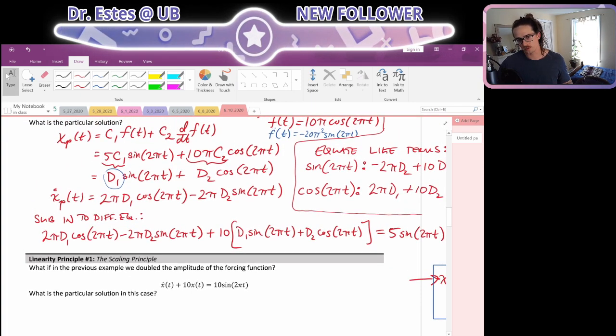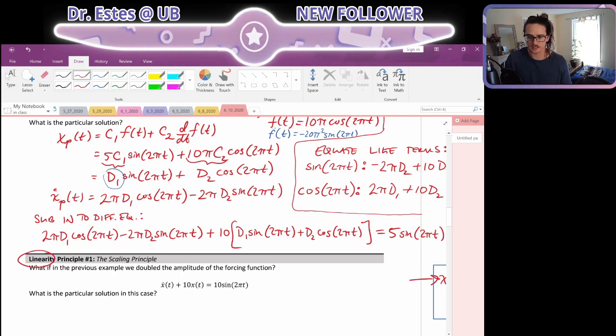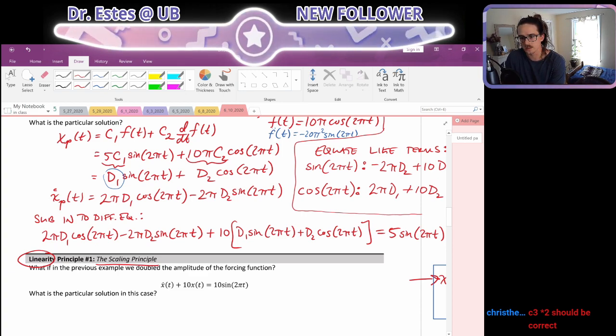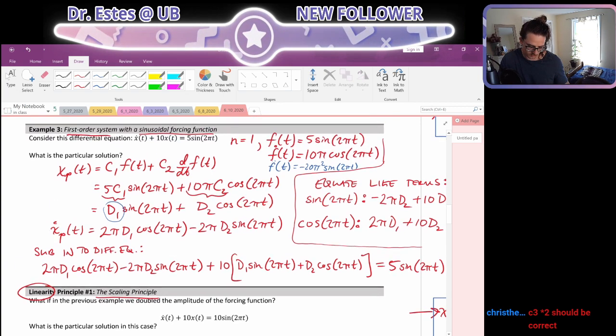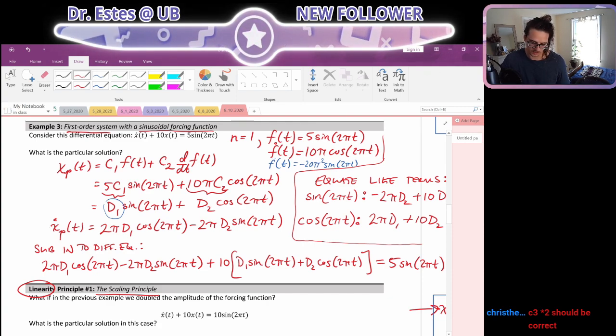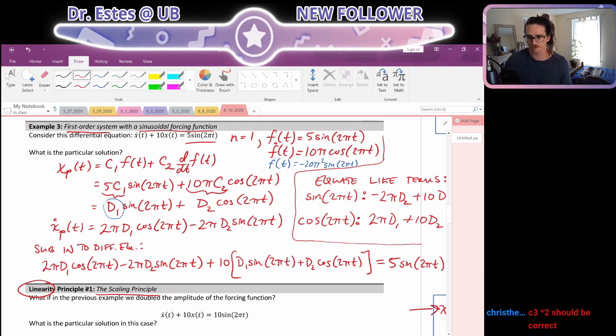So there's two important properties that I want to show you, and they both have to do with linearity. The first property or principle is the scaling principle. To talk about this scaling principle, what if, in the previous example, example 3, we doubled the amplitude of the forcing function? Here we had 5 times sine 2t. What if we made it 10?